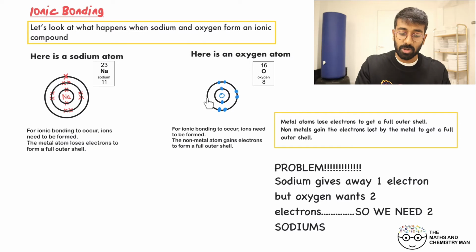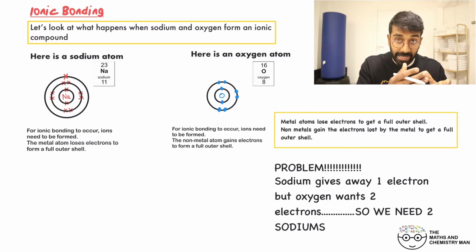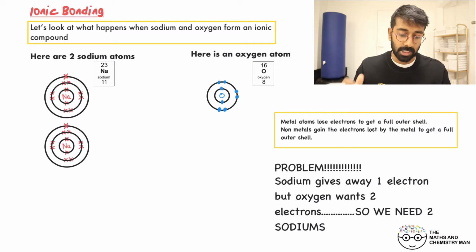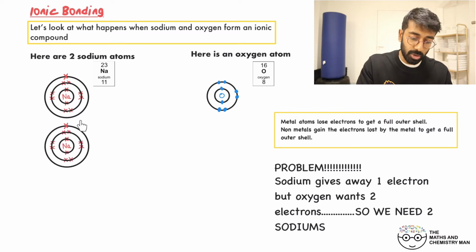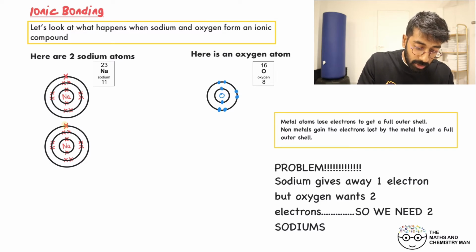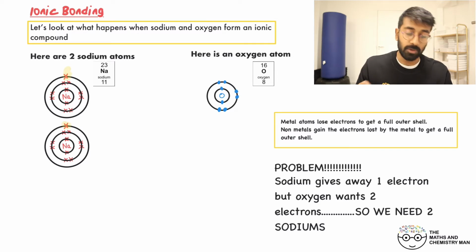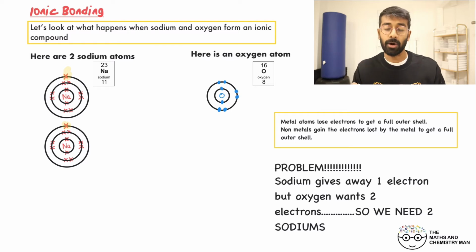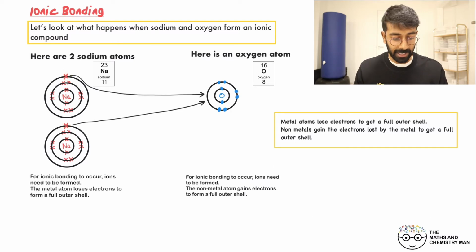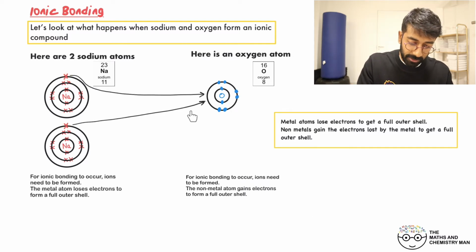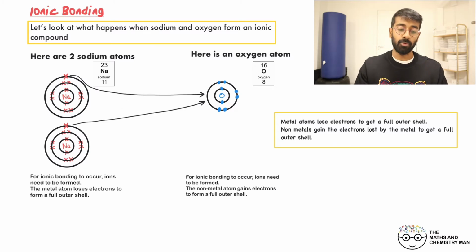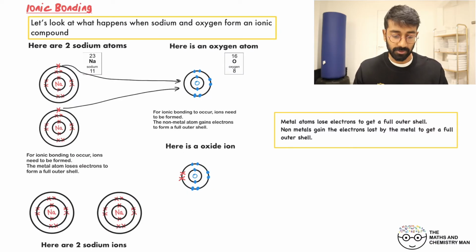Well, that oxygen, because it wants 2 electrons, what we need is 2 sodiums so that it gives it 2 electrons, okay? So we want this scenario here where we've got 2 sodium atoms, and so we've got 2 electrons here that can be given away on the outer shells to that oxygen. So like this, those are going to travel across and join onto the oxygen atom, and what will form is an oxide ion, like this over here.